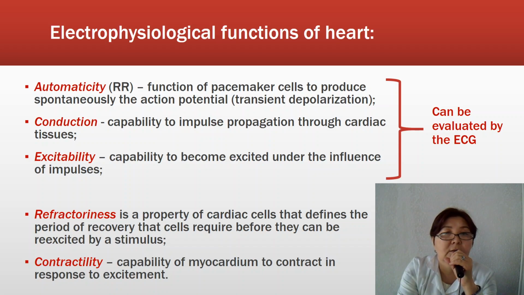And the next functions of the heart. Refractoriness is a property of cardiac cells that defines the period of recovery that cells require before they can be re-excited by a stimulus. Contractility is the capability of myocardium to contract in response to excitement.